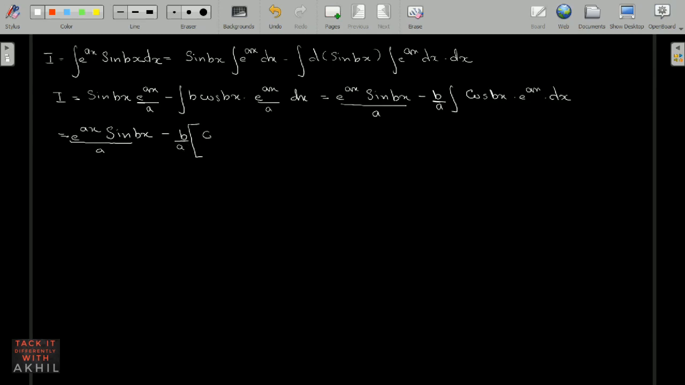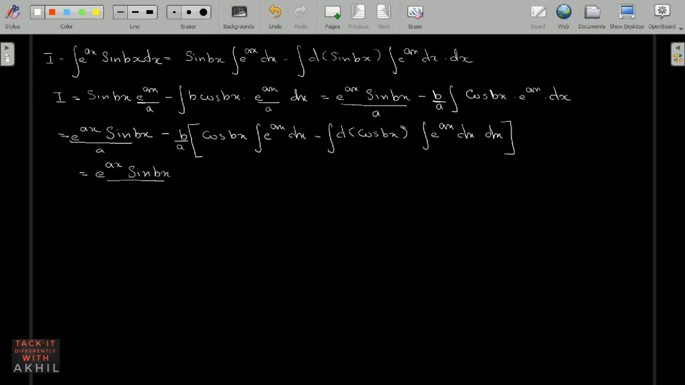Now that is equal to e raised to ax sine bx divided by a, minus b by a into, again we'll be doing integration by parts: first function into the integral of the second, minus the integral of the derivative of the first function into the integral of the second function. So that is equal to e raised to ax sine bx divided by a, minus b by a into cos bx e raised to ax divided by a, plus the integral of sine bx into e raised to ax by a into dx.